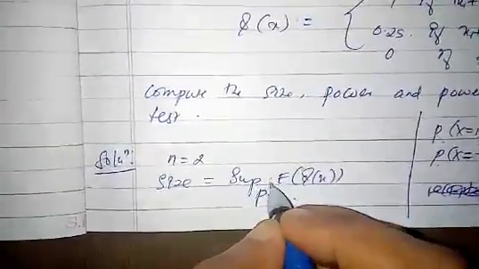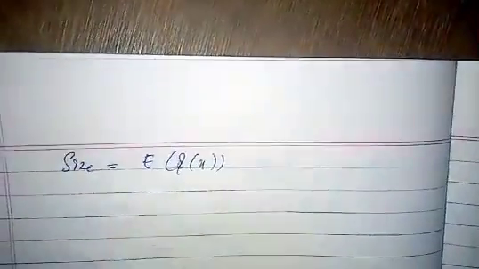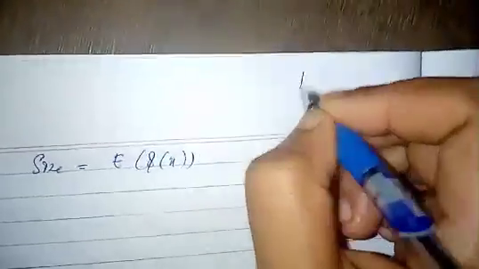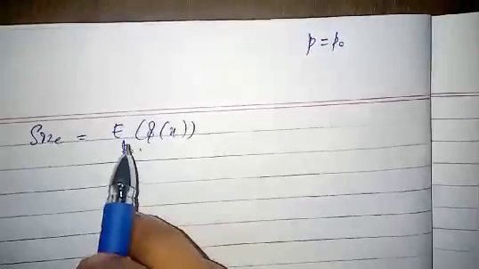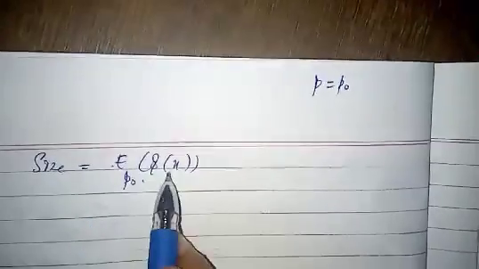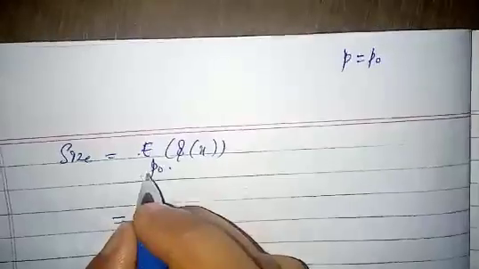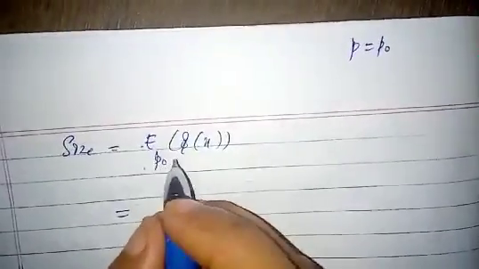The size of the test is equal to the supremum of the expectation of phi of x under p belonging to p naught. That is, psi is equal to the expectation of phi of x under H naught, given that p equals p naught. So we can take p naught here. The expectation of phi of x under p naught is equal to the supremum value of the expectation of phi of x under H naught. So what's the value of the expectation of phi of x under p naught here?